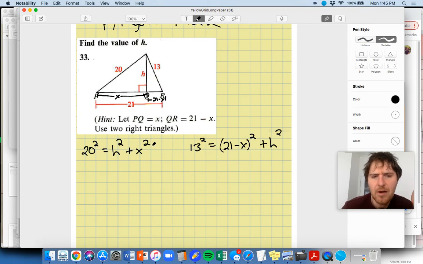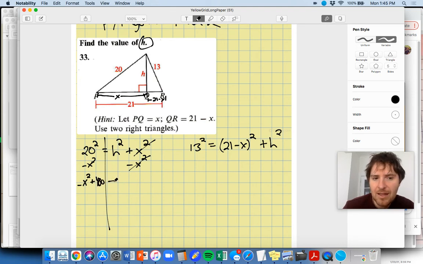Okay, check it out. I have two variables, so I'm not going to be able to solve for h, and I'm not going to be able to solve for x. I'm trying to find h. That's ultimately my goal. What I can do is take x squared away from both sides of this equation. Remember, if I take one thing away from one side of the equation and take the same away from the other side, the equation remains balanced. This is 20 squared, that's 400, so 400 minus x squared equals h squared. I could try to take the square roots of both sides, but that's kind of useless here.